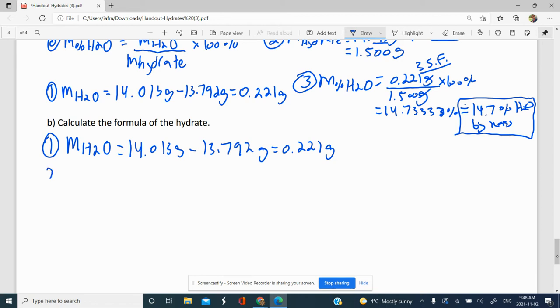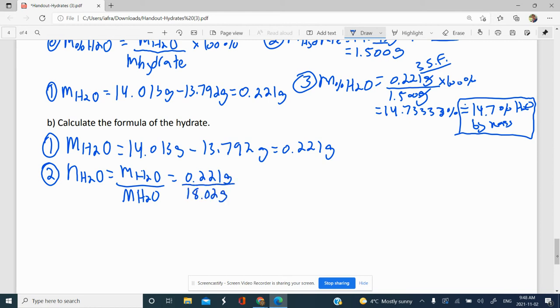We also had to find the number of moles of water. So number of moles of water is going to be the mass of water over the molar mass of water, which is going to be 0.221 grams over molar mass of water, which is 18.02 grams per mole. Cancel out the grams, we're left with moles. So we get 0.221 divided by 18.02. And we get, I'm not going to round yet because we're going to be using this later on, 0.012264415 moles of water.